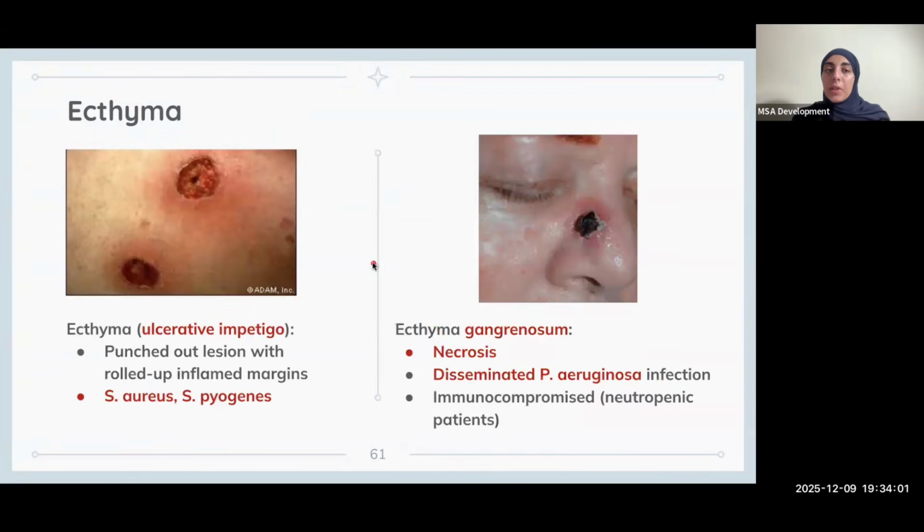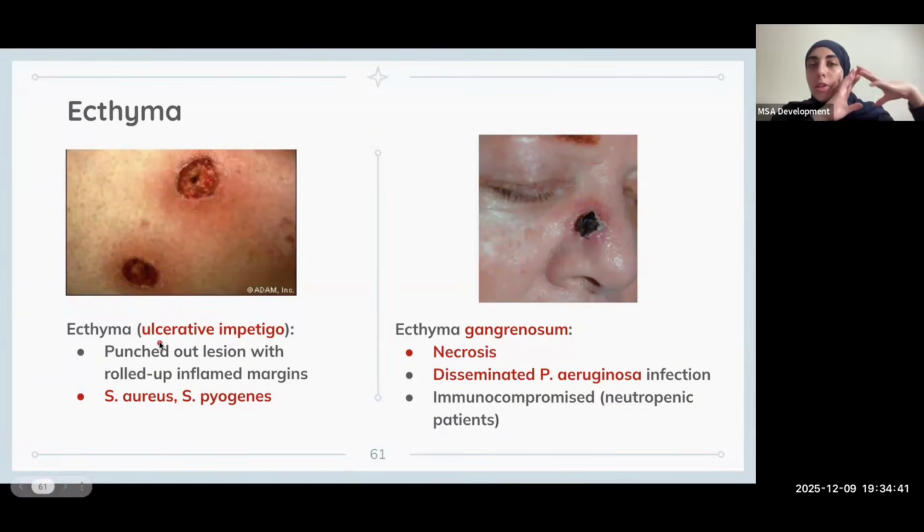Now the third type of impetigo, we said we have the classic non-bullous, and then we have the bullous, and finally we have ecthyma. Now, ecthyma is not necessarily due to impetigo only. We can have two presentations of ecthyma, and they're not the same, okay? This one on the left, you see you have this punched out lesion. It's like a very clear circle, and there is erythema inside, and there's erythema outside, and the border is like rolled up and red, okay? This ecthyma, which is very red, is ulcerative impetigo. It's one of the stages of impetigo.